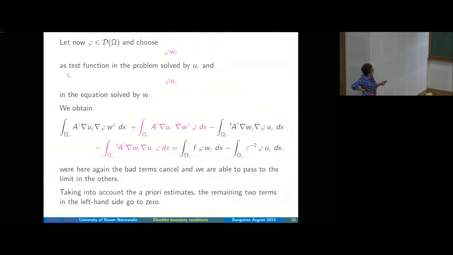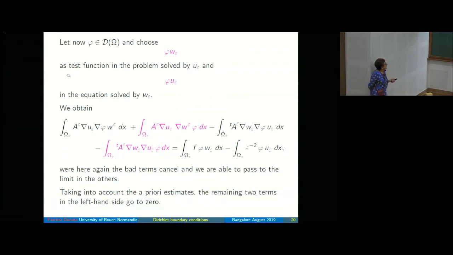Okay, now the Tartar machine works. We take phi in D of omega, and we choose phi W epsilon as test function in the problem of U epsilon, phi U epsilon, the equation solved by W epsilon. We have all those terms. We cancel the pink term as before, and that's fine. And in the other one, we are able to pass to the limit.